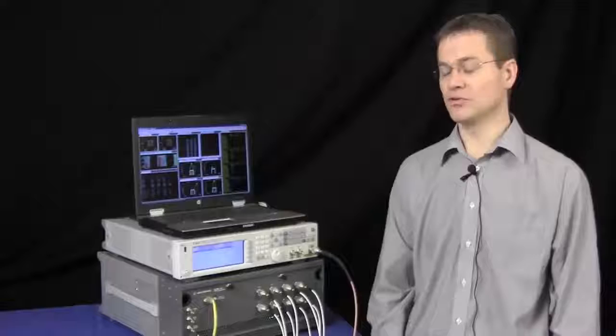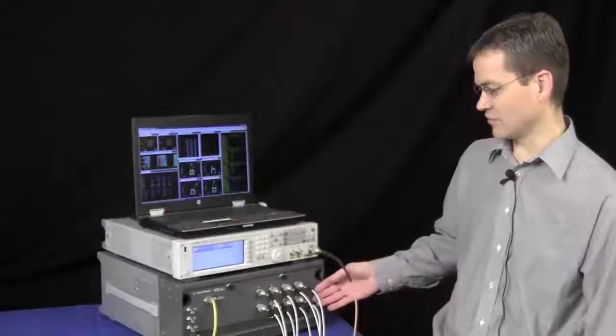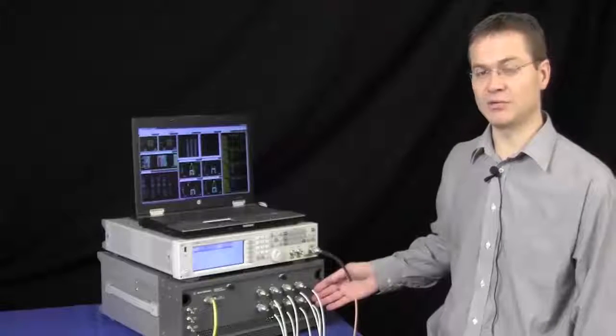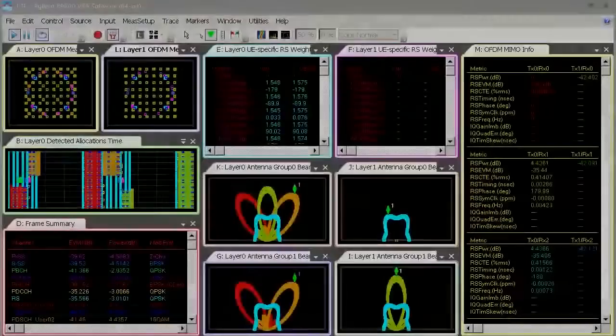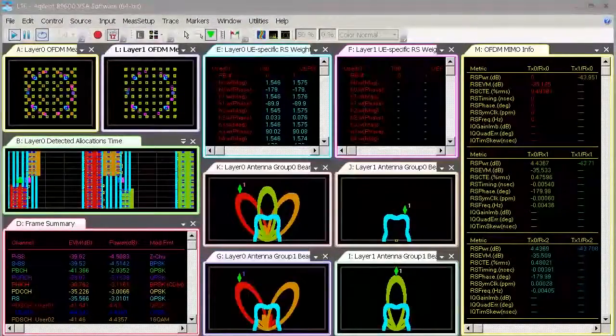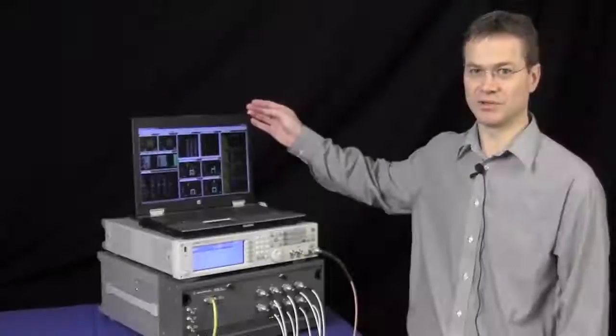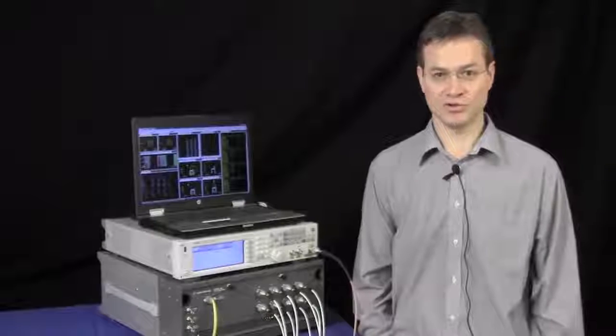I'd like to introduce to you the Agilent N7100 multi-channel signal analysis solution, along with the 89600 VSA software installed with the TD-LTE measurement application. Together, this solution will solve that problem.